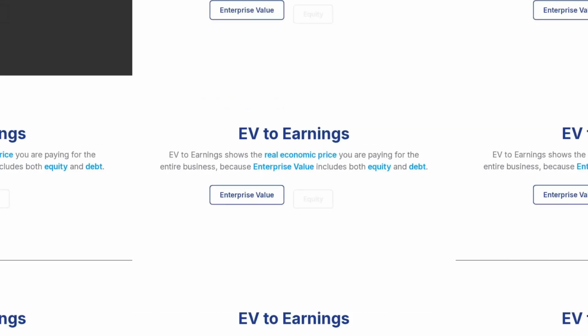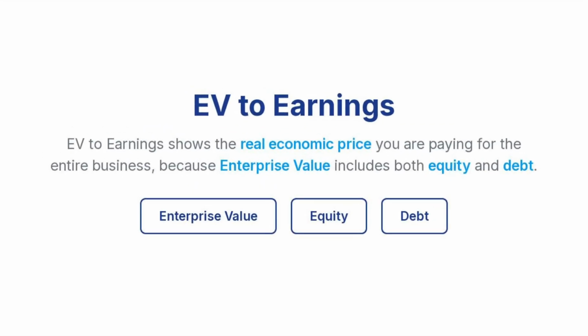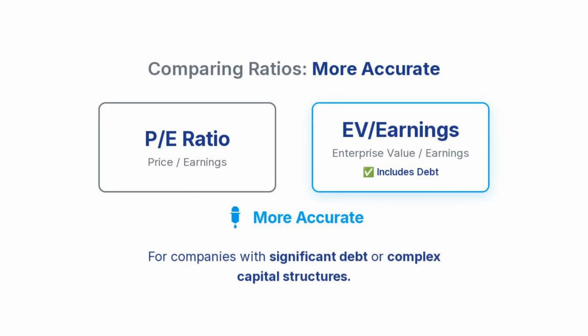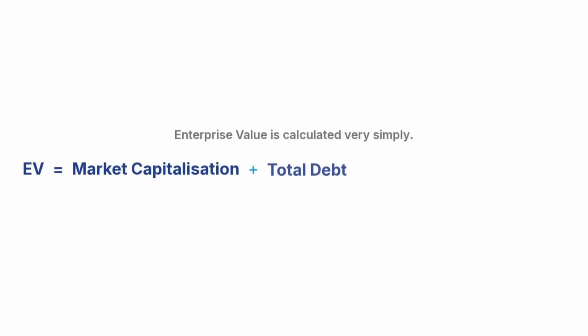EV to earnings shows the real economic price you are paying for the entire business because enterprise value includes both equity and debt. This makes it more accurate than the PE ratio when a company has significant debt or complex capital structures. Enterprise value is calculated very simply. It equals the company's market capitalization plus total debt minus cash and cash equivalents.